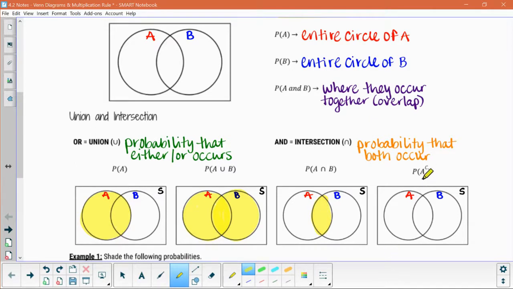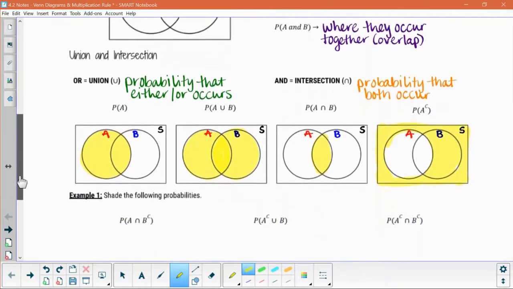And then if I want A complement, I have to remember that it's everything outside of the circle A. So it's not only this shaded region of B, but it's also the outside box of S. Let's see if we can shade everything in one go without it freaking out on me. There we go. So it's literally everything outside of the event A circle.